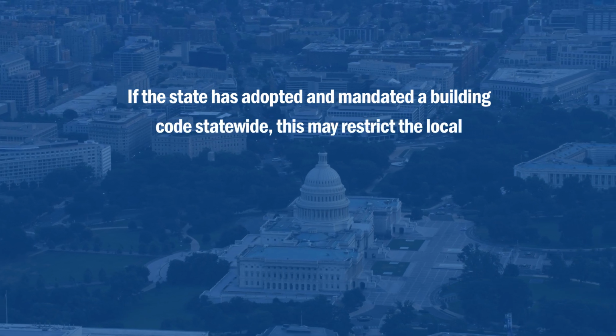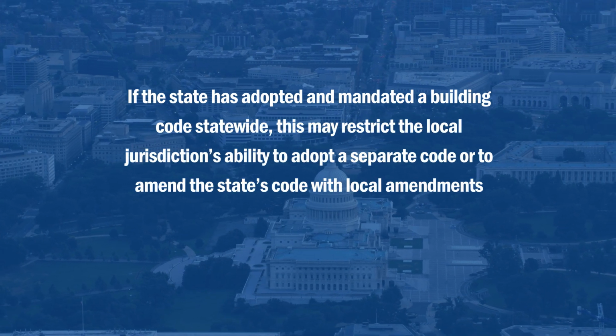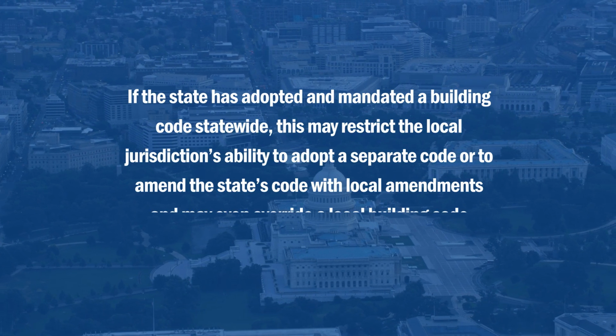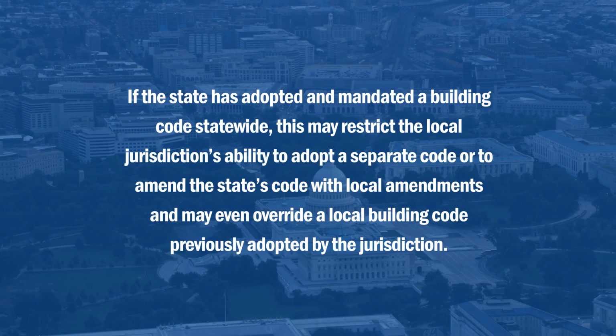In home rule, jurisdictions do not need the state to expressly grant them an authority to adopt building codes. Inherently, they already possess that authority. However, if a state has adopted and mandated a building code statewide, this may restrict the local jurisdiction's ability to adopt a separate code or to amend the state's code with local amendments, and may even override a local building code previously adopted by the jurisdiction.